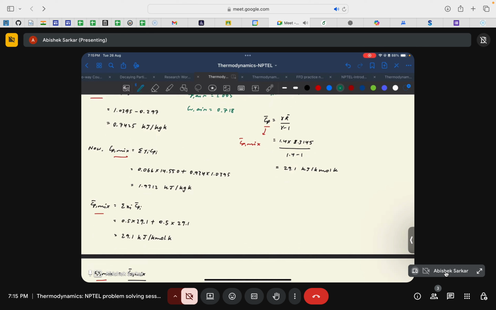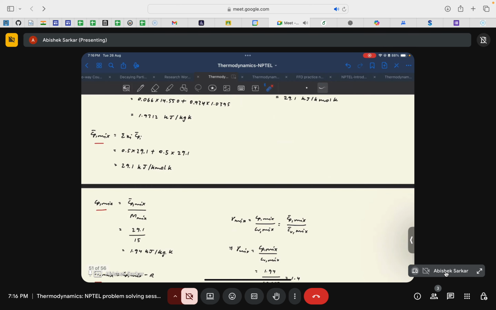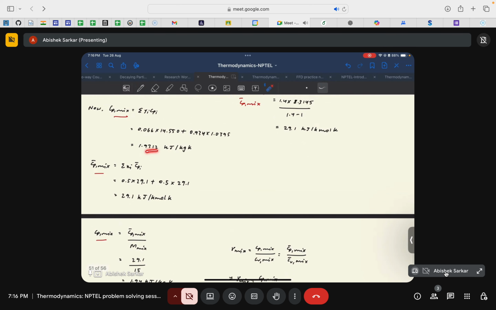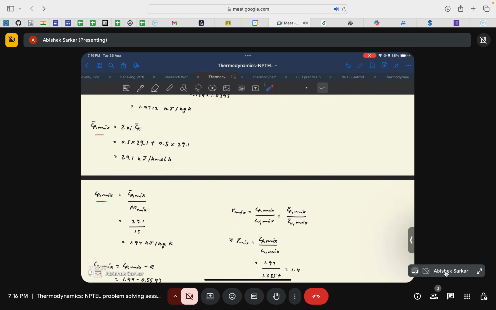The other way to find the Cp bar mix would be finding gamma R bar by gamma minus 1. So 1.4 times 8314.5 divided by 1.4 minus 1. If you do that, you can again get the same result. Similarly, Cp mix can also be found as Cp bar mix divided by the molecular weight of the mixture, 29.1 by 15, that is 1.94. It's almost similar to this. Okay, so there are different ways to find these values. Whichever you find suitable, you can do. There are no issues.